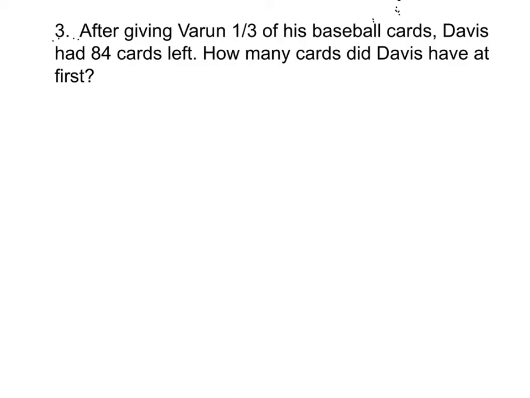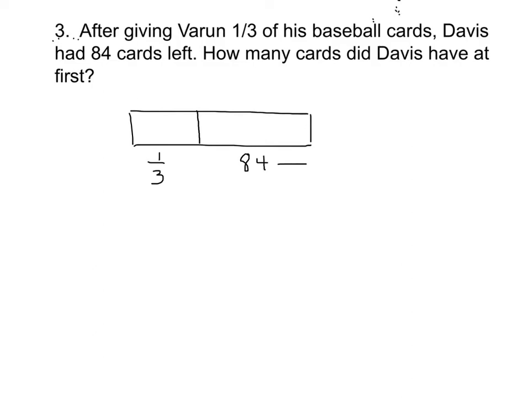As I read this problem, I am picturing one pile of cards. They're really all Davis's cards that he shared with Varun. So I'm going to go ahead and create one bar. This represents Davis's cards. Now it says he gave Varun 1/3 of his cards. I'm going to estimate where 1/3 is, somewhere right in there. So I know that this was 1/3. And then it says after he gave away that 1/3, he had 84 cards left over. So I know whatever was left, it was a total of 84 cards.